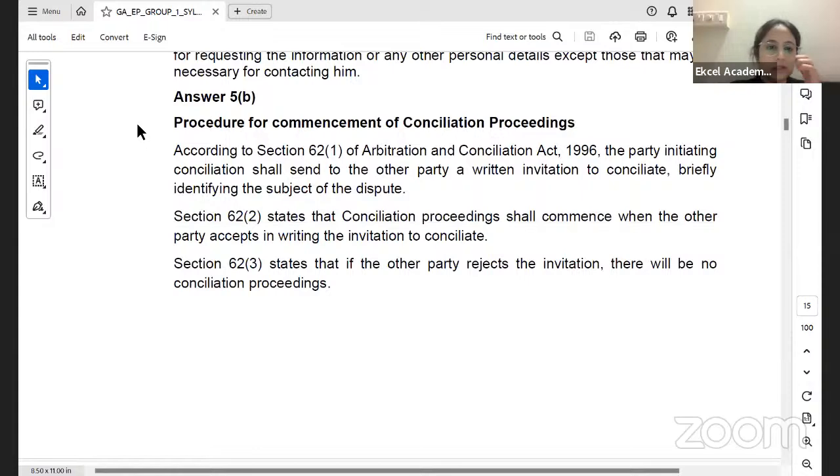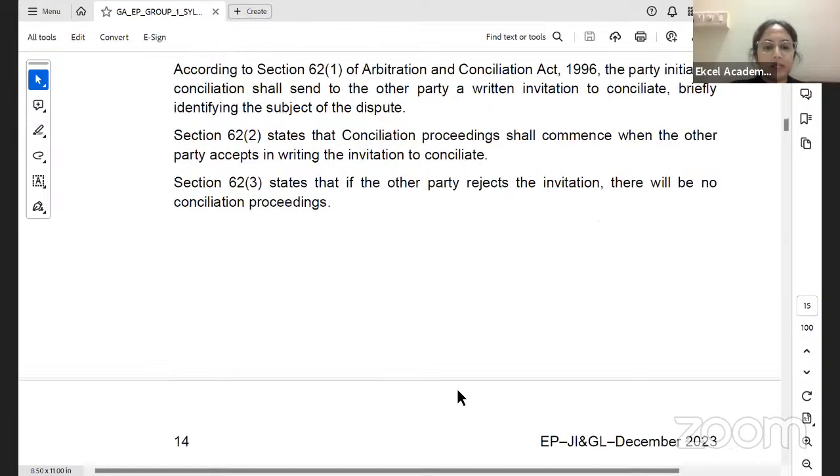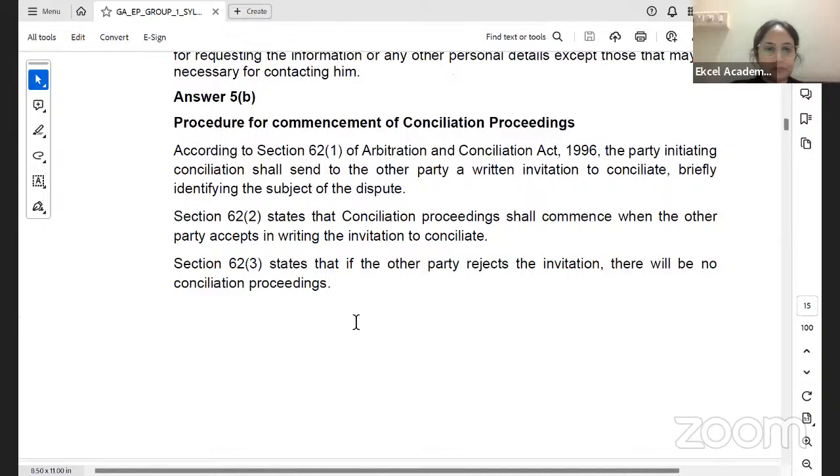Only these things you have to write. So 62.1, 62.2, 62.3, first you have to explain. That is, a party should send a written invitation. So here you have to be careful in using the words.